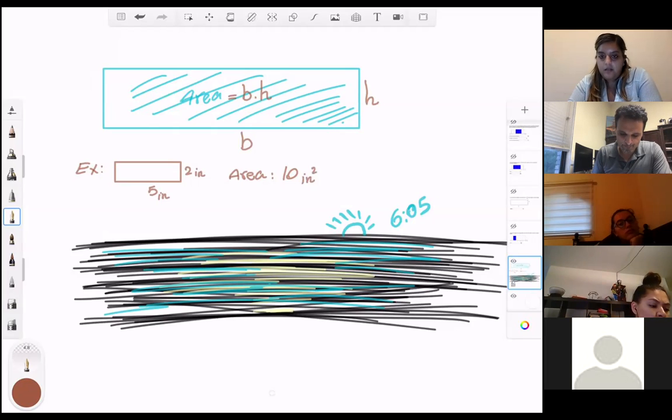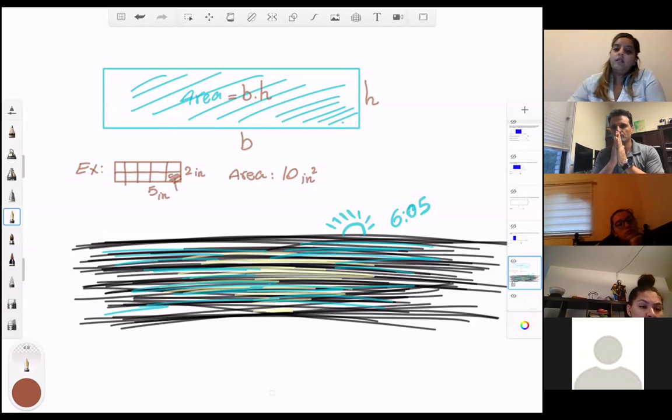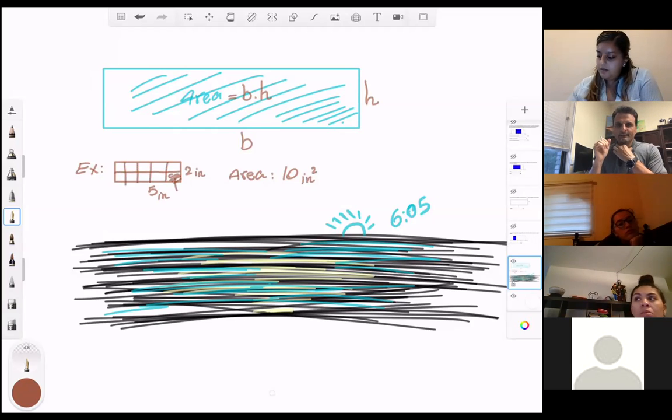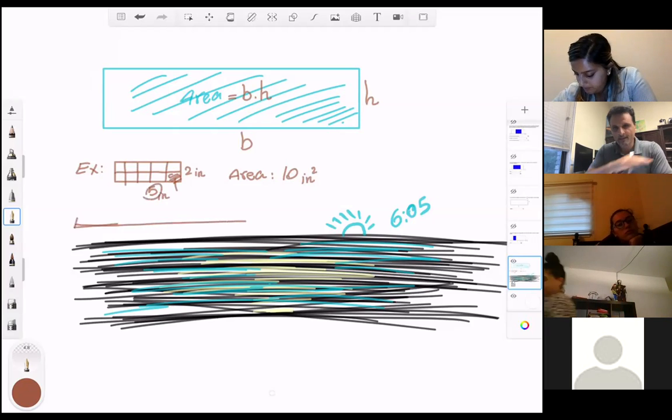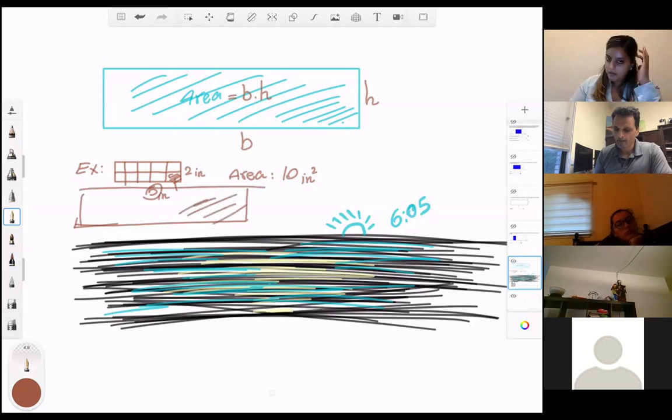That means we have like 10 of those squares. It is not linear. Like this is 5 inch, we're talking about a linear line. When we talk about area, we are dealing with some surface here.